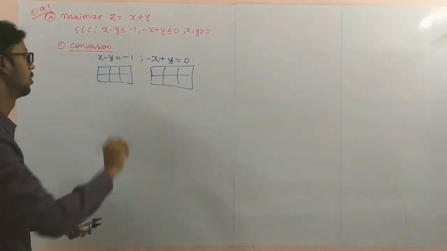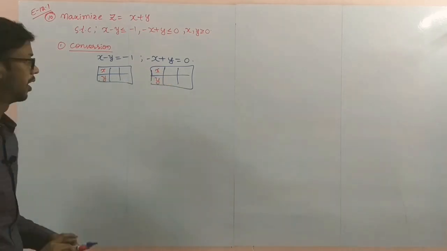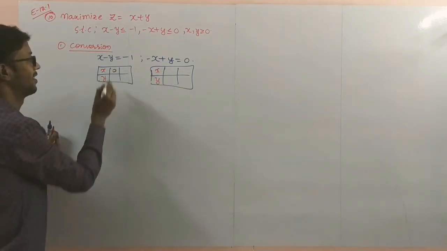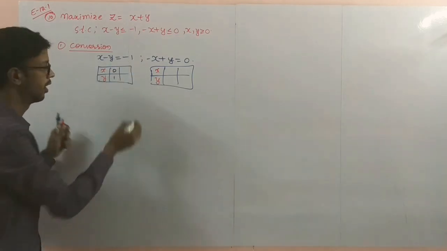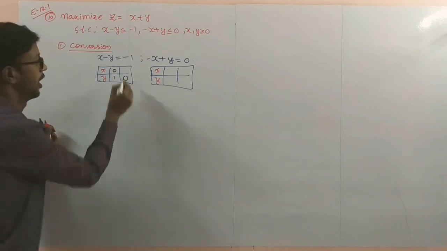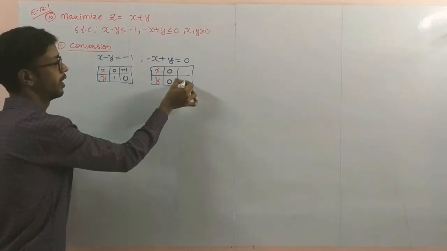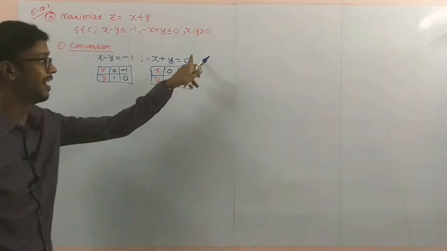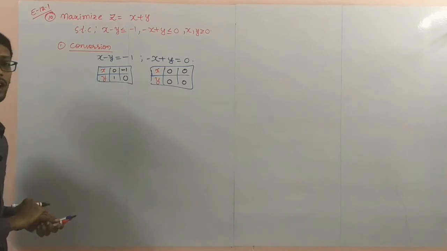So now take x, y. Next one, substitute x equal to 0: minus y equals 1, that is nothing but y equals minus 1 you will get. If we are substituting y is 0, x is minus 1 you will get. If we are substituting x is 0, y is 0, y is 0, x is 0. Right side equal 0 is there, that you have to concentrate.